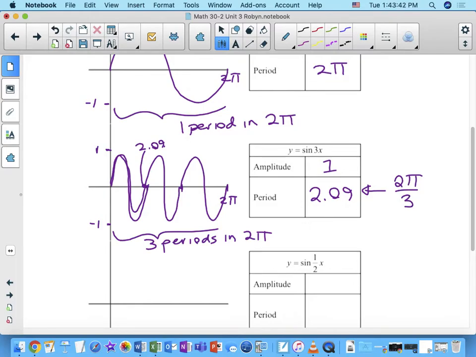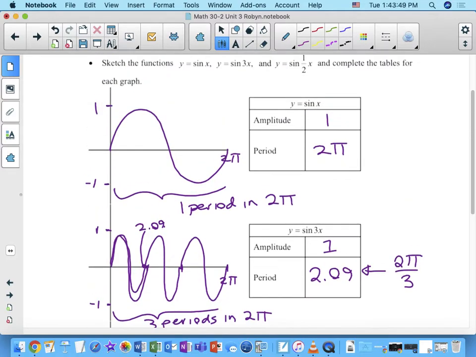What was our b value in this function? 3. Okay. What was our b value in y equals sine x? Y equals sine how many x? What's the coefficient of x here? 1x. 2 pi, we had 1 period in 2 pi. This is 2 pi divided into 1 chunk.